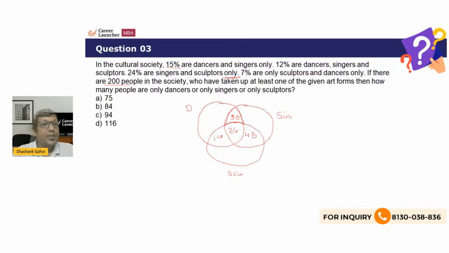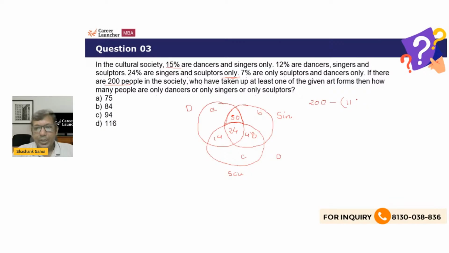Okay. If there are 200 people in the society who have taken up at least one of the art forms, how many people are only dancers or only singers or only sculptors? So I need the summation of this plus this plus this. And none is going to be 0. And overall, we have a total of 200 people. So out of 200, if I subtract all the numbers, I am going to get the value of A plus B plus C, right? So I am going to subtract, this is going to be what? 72. 72 plus 14 is going to be 86.